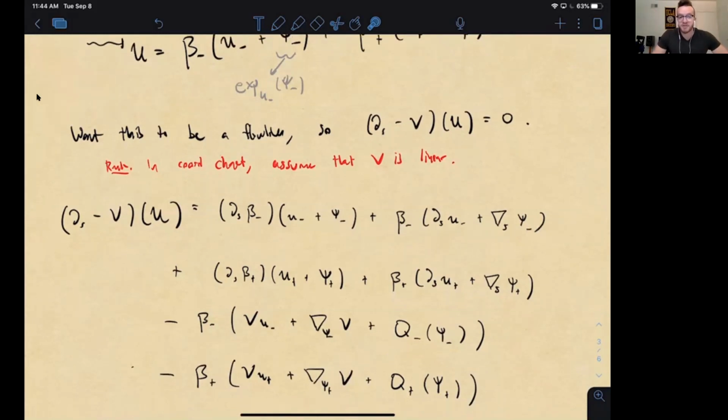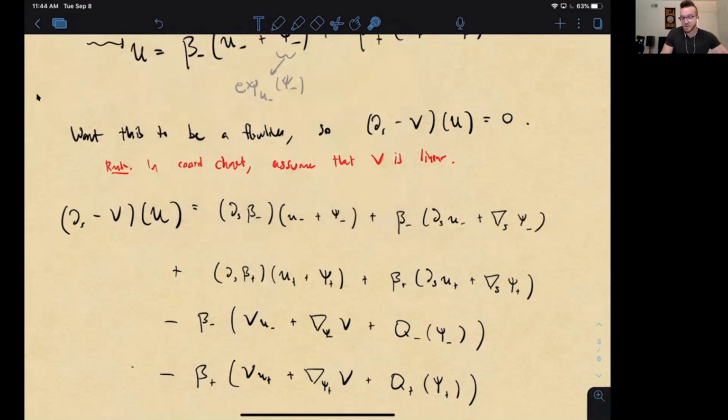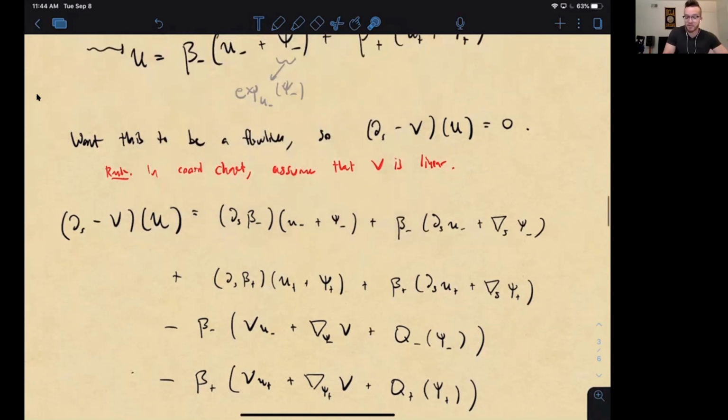Okay, Zoom has finally caught up to me. So that's okay. Like I said, this nasty expression just comes from distributing these terms onto this.